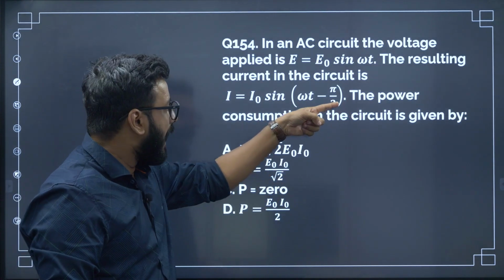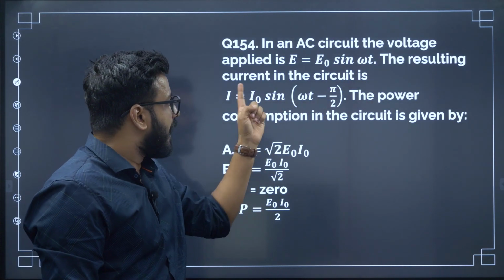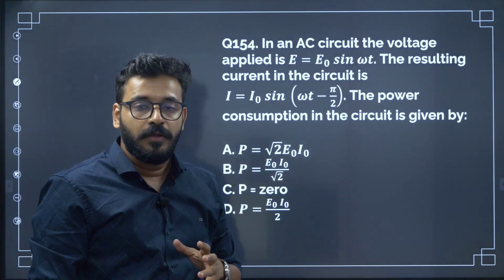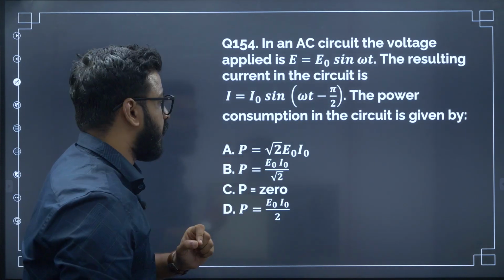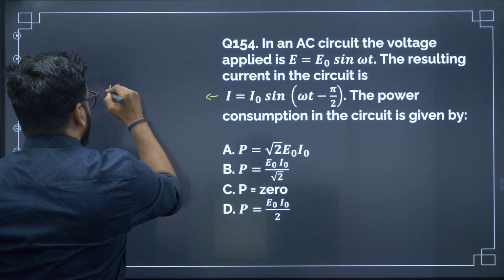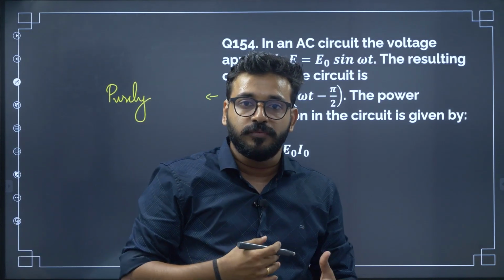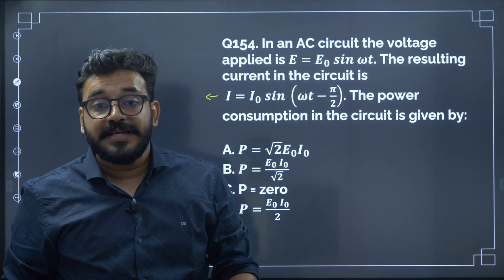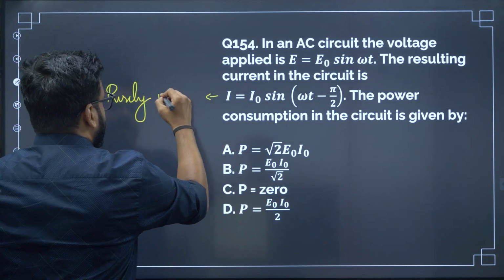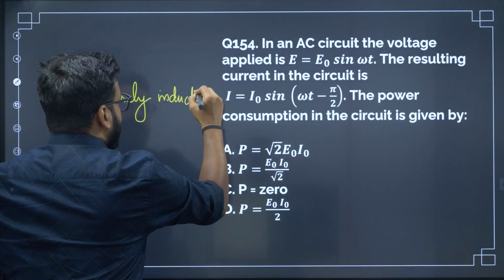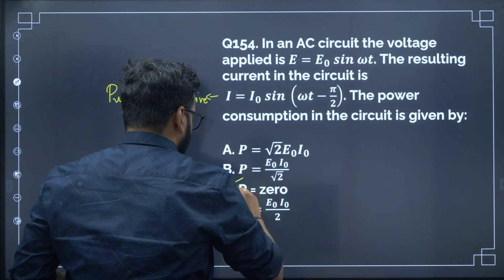The current is lagging behind the voltage. Voltage is already at omega t. Current is lagging behind the voltage by pi by 2. So which circuit is this? This is absolutely a purely inductive circuit. According to the curriculum that we have already covered, which circuit is that where the current lags behind the voltage by pi by 2? It is a purely inductive circuit. And in a purely inductive circuit, what is the average power consumption? That we all know. It is absolutely 0.